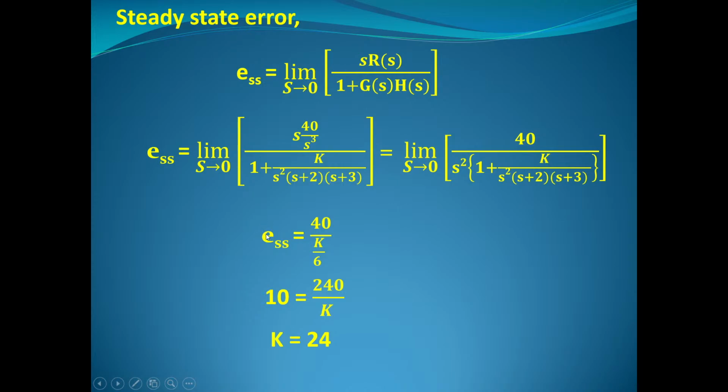It's okay. So what is ESS? 40 divided by k by 6 you will get. So you just send this 6 to the numerator. You will get 40 into 6 by k. So what is ESS? 10. So 10 is equal to 240 by k. So what is k? K is equal to 24.